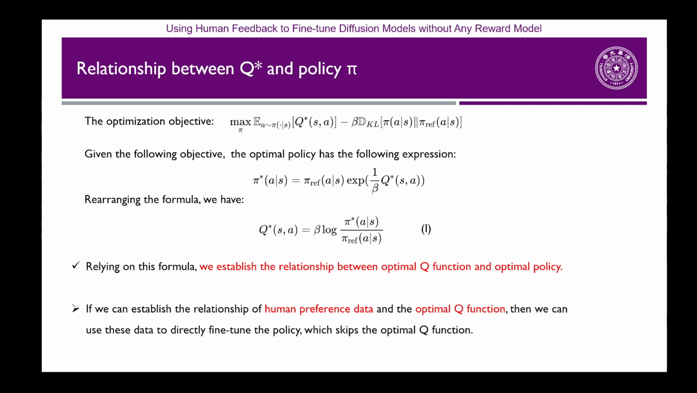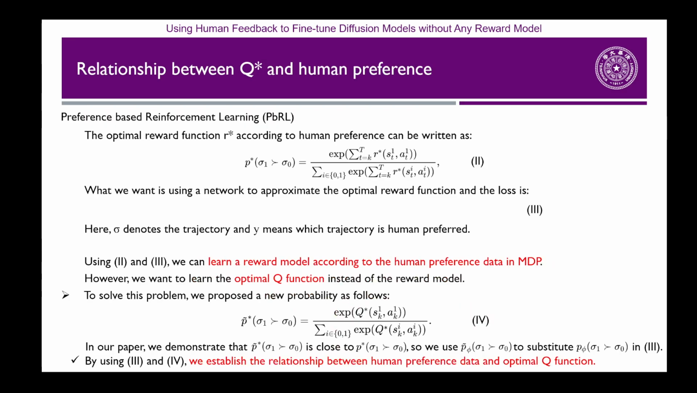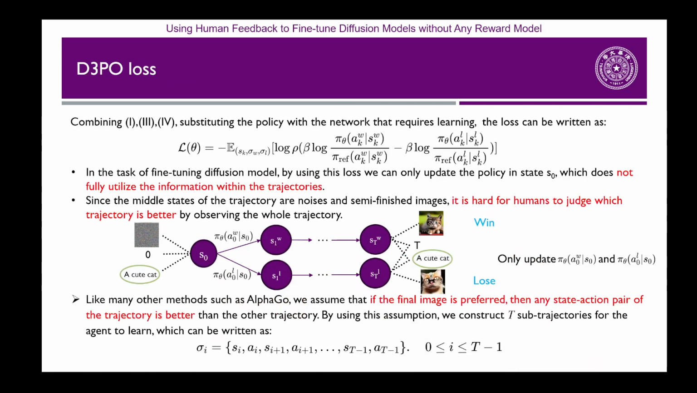If we manage to establish the connection between human preference data and the optimal Q function, we can directly fine-tune the policy using this data, bypassing the need for the optimal Q function. Based on preference-based reinforcement learning theory, it is feasible within the MDP framework to learn an expression for the sum of rewards based on human preferences. We construct a relationship between Q and the sum of rewards, and demonstrate that the distribution learned through human preferences is approximately equal to using Q and the sum of rewards. Therefore, we can learn Q values through human feedback. Through the aforementioned series of equations, we derive a formula for directly fine-tuning diffusion models using human feedback.